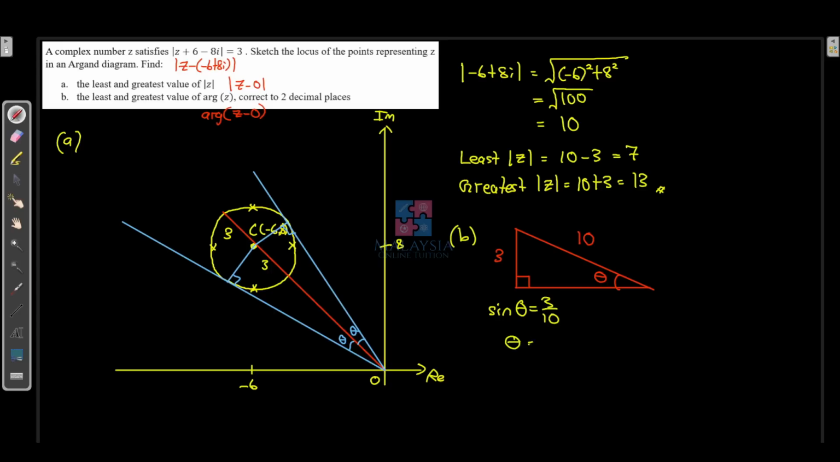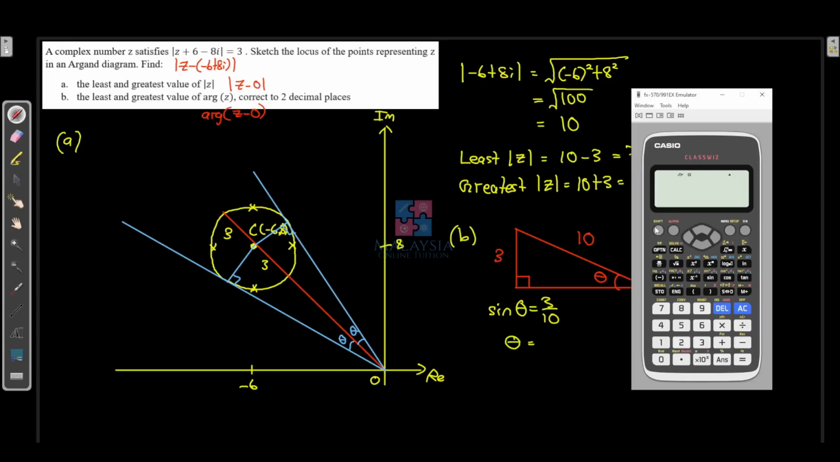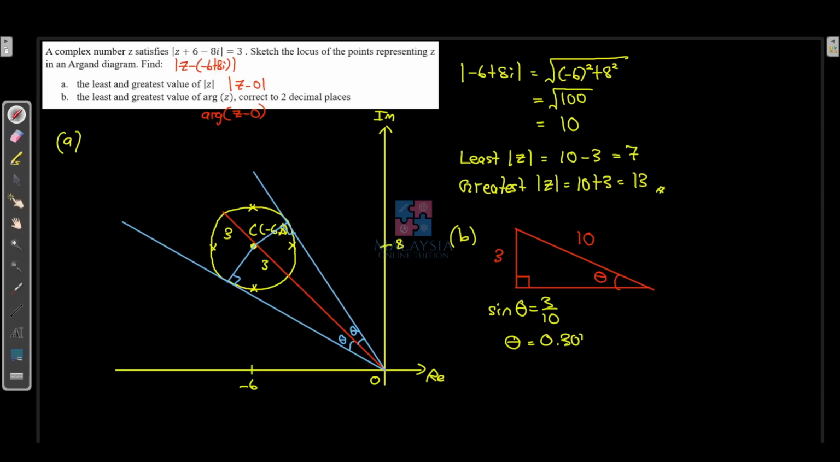So then our theta, you remember, we need our argument to be in radians. So sine inverse of 3 over 10 is going to be 0.3047 radians. Before we can find the least and greatest value of argument z, we need to find the argument of the center of the circle. So I can write: argument of -6 plus 8i.